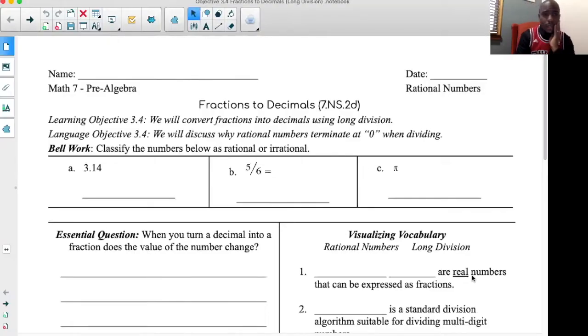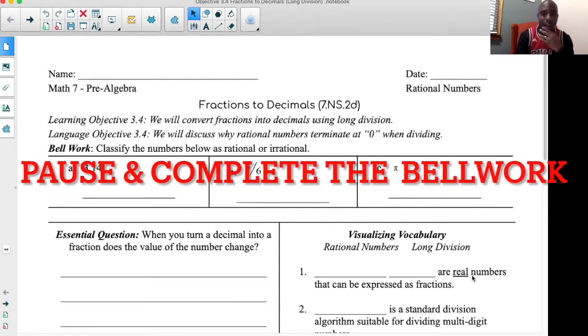As with every lesson, we always start off with the bell work. The bell work here is asking you to classify these numbers as rational or irrational. Based on what we already talked about in the previous lesson, is A rational or irrational? Is 5/6 rational or irrational? And is pi rational or irrational? Take a moment to see if you can tell me which classification is here.